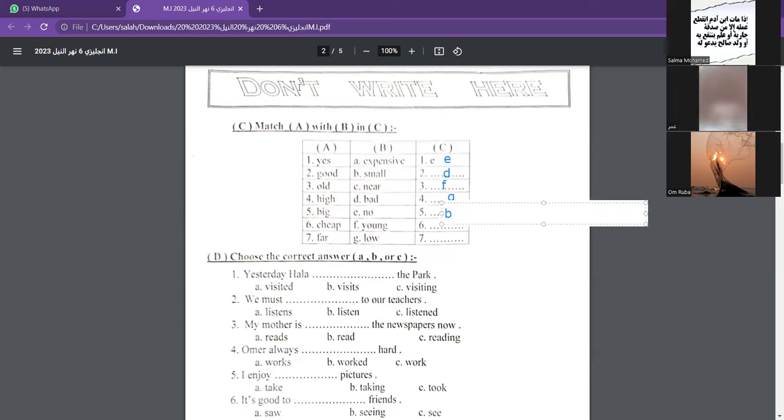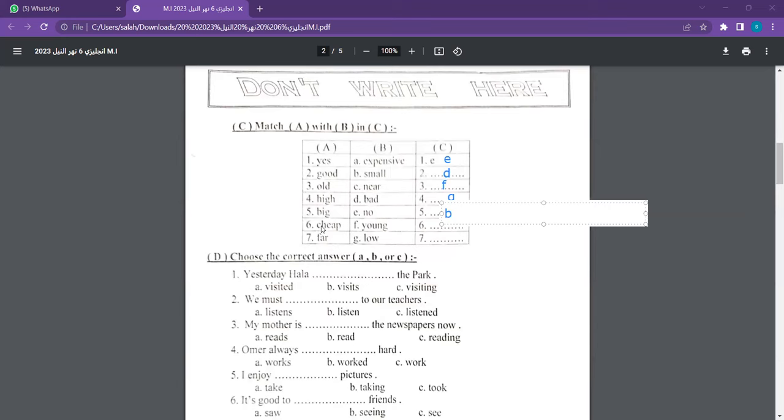Okay. Number six, cheap. What is the opposite of cheap? Cheap. This dress is very cheap. It is just five Sudanese pounds. Oh, this thing is very cheap. It is just five Sudanese pounds or $5. Cheap. What is the opposite of cheap?